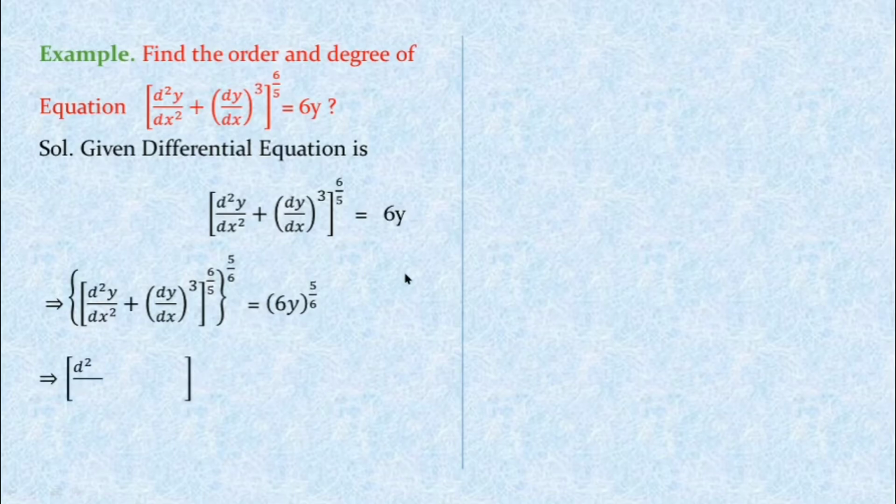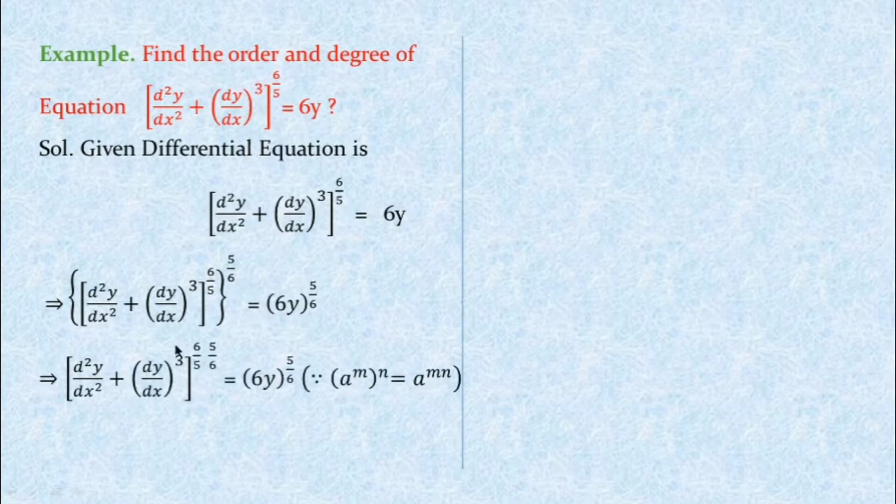Now what will we get? So we have 6/5 and we multiply by 5/6. Using the formula (a^m)^n is equal to a^(mn), 6/5 into 5/6 is m into n. So we can cancel this 6 and 6, 5 and 5. So we get the equation like this.